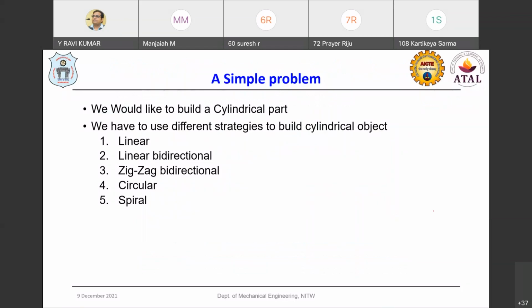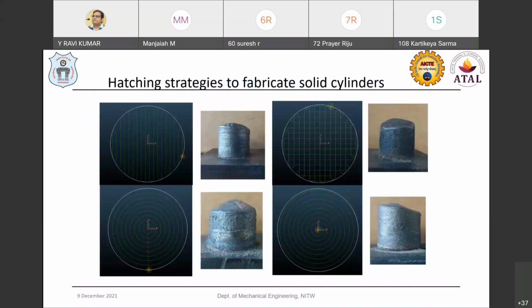And you can see the other analysis that was made, how the strategies are affecting the fabrication of solid cylindrical blocks. You can see we have made some solid cylindrical blocks with different hatching strategies. That is with the linear bidirectional, or zigzag bidirectional, or with the circular or spiral strategies. You can see these are all the different strategies.